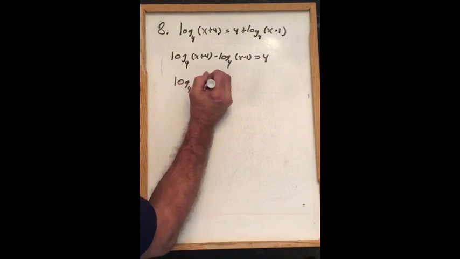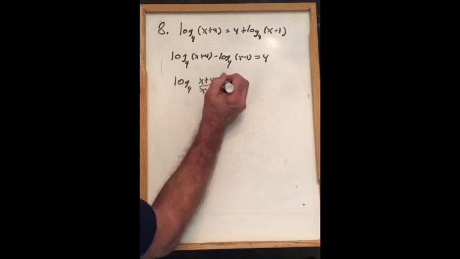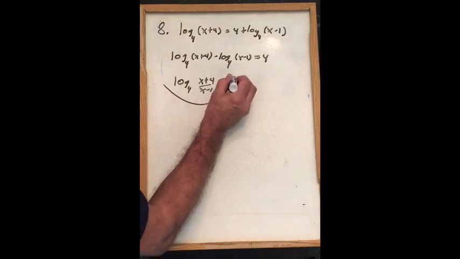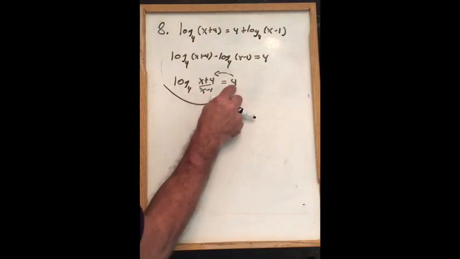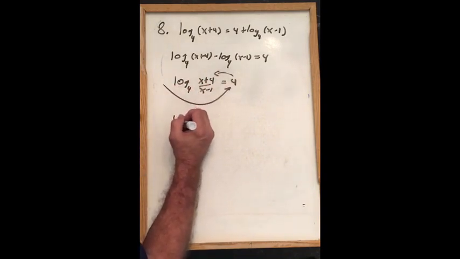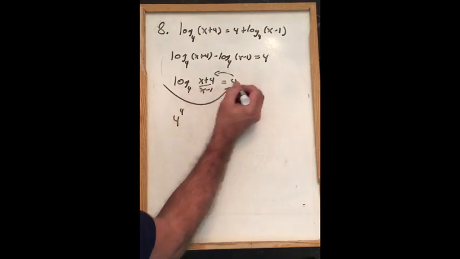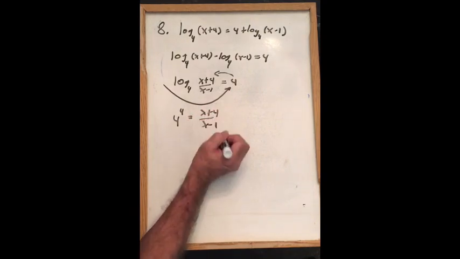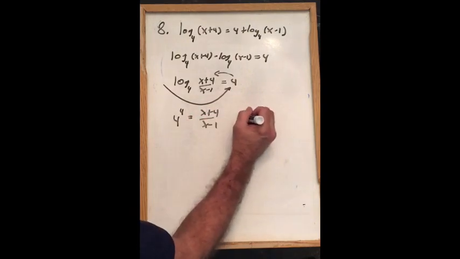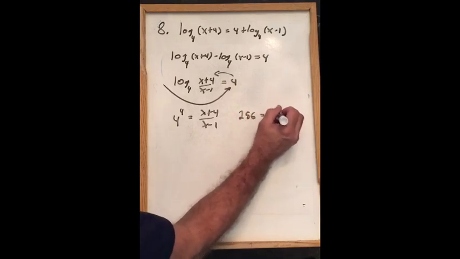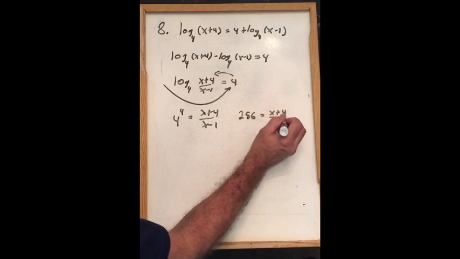It'll look like this. Log base 4 of x plus 4 over x minus 1 is equal to 4. Then we'll raise this up like this. We'll say 4 raised to the 4th power is equal to that. That's how you turn a log back to an exponential. So 4 raised to the 4 is equal to x plus 4 over x minus 1. Of course, 4 to the 4th is 256. We saw that in a few problems back, actually. And this is equal to x plus 4 over x minus 1.